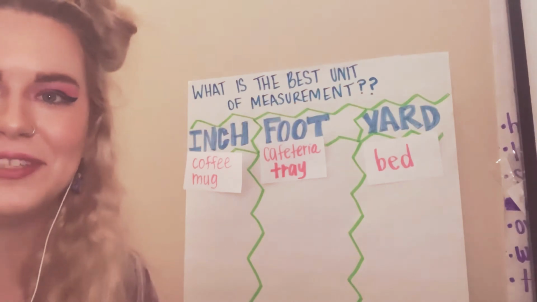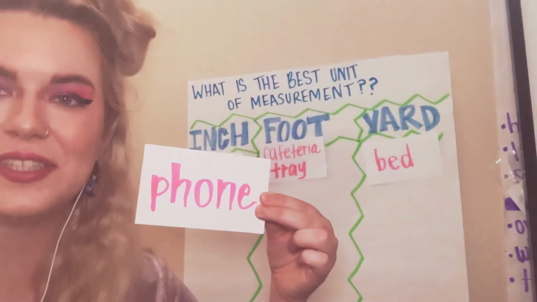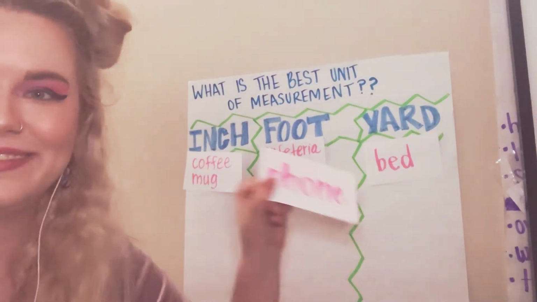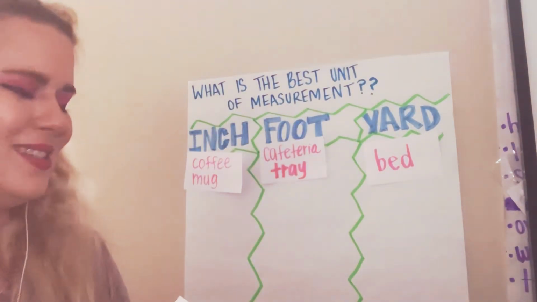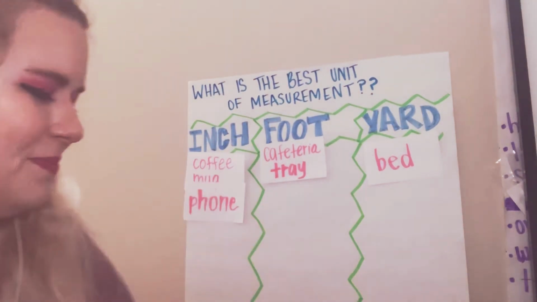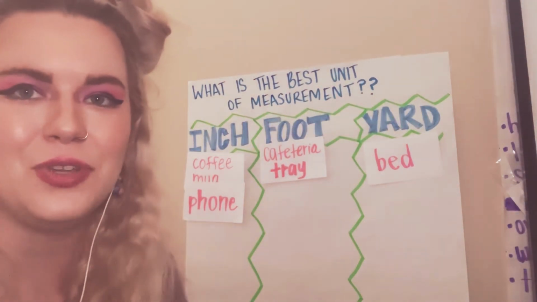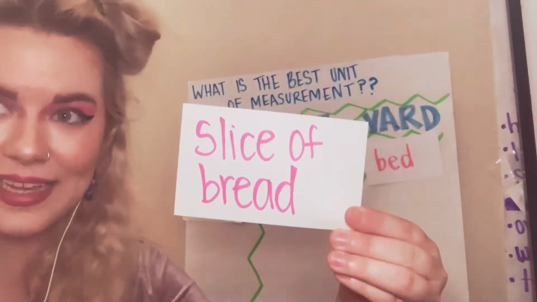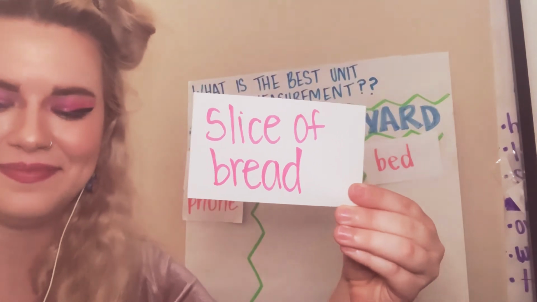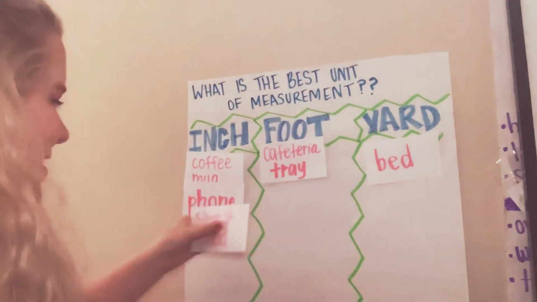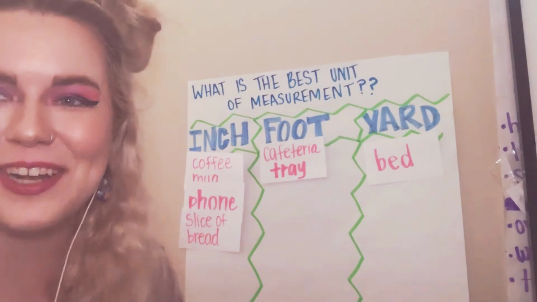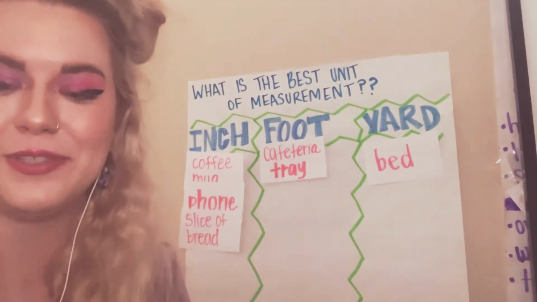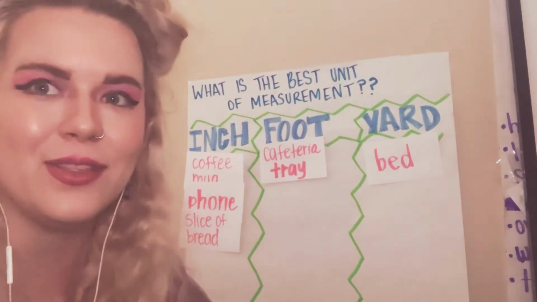So, what about a phone? Your cell phone. Would you measure a cell phone in inches, feet, or yards? Inches. Okay, we'll put that under inches because it's less than a ruler, so you wouldn't need to go any bigger than inches. Okay, what about a slice of bread? Inches. Okay, you would use inches to measure a slice of bread. Now, if you were measuring the entire loaf of bread, you might use a ruler for that because it's bigger than the size of a ruler.